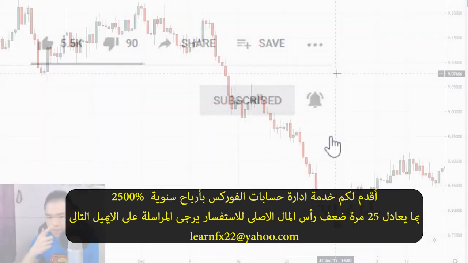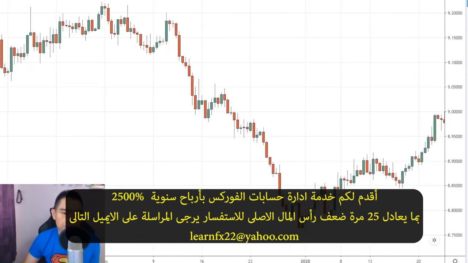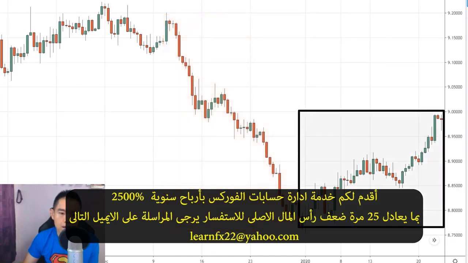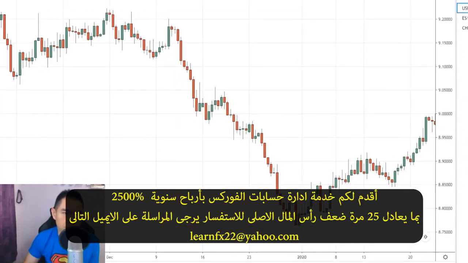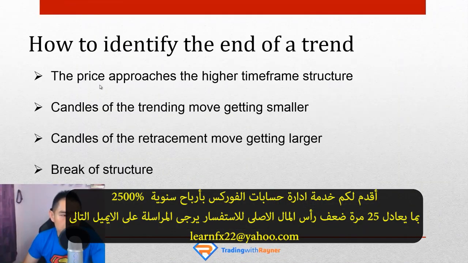So moving on, let's have a look at this chart and ask ourselves, how could we have so-called predicted that this downtrend is about to come to an end and this is going to be the start of a new uptrend? How could we have foreseen this? Again, a quick recap, I want you to know these four things that we are looking for: price approaching the higher time frame structure, candles of trending move getting smaller, candles of retracement move getting larger, and break of structure.